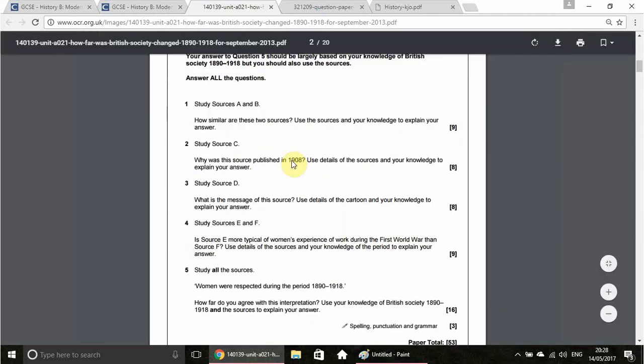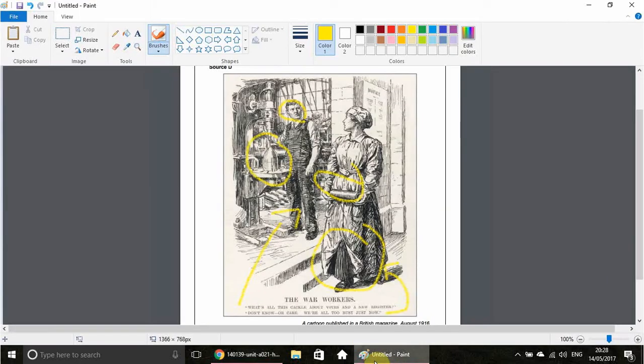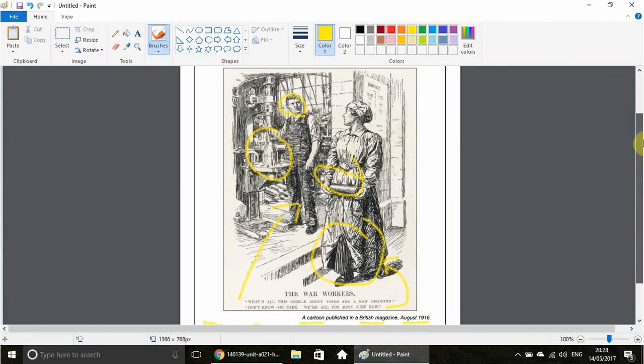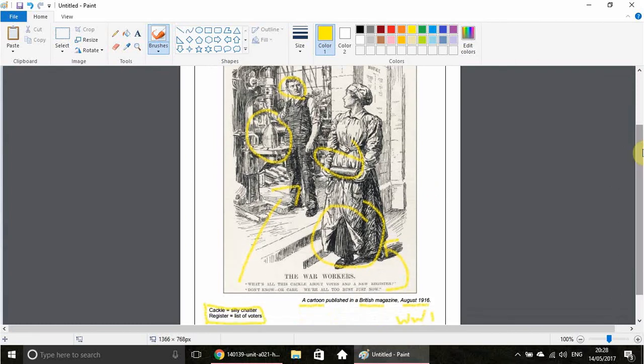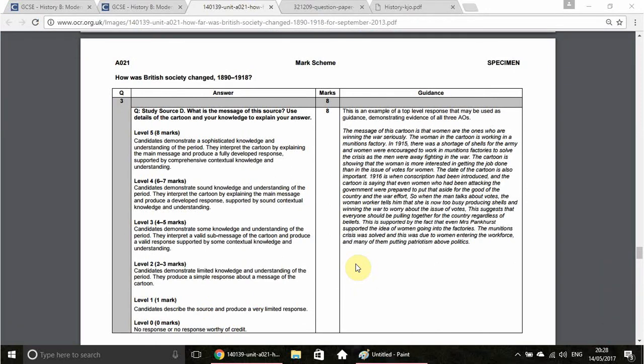Okay, question 3. Study source D. What is the message of this source? So source D is the one that we were annotating earlier, and it's the one about the women workers in World War I. Okay, so again, you'll notice that this is a 1-paragraph answer, and that's absolutely fine.